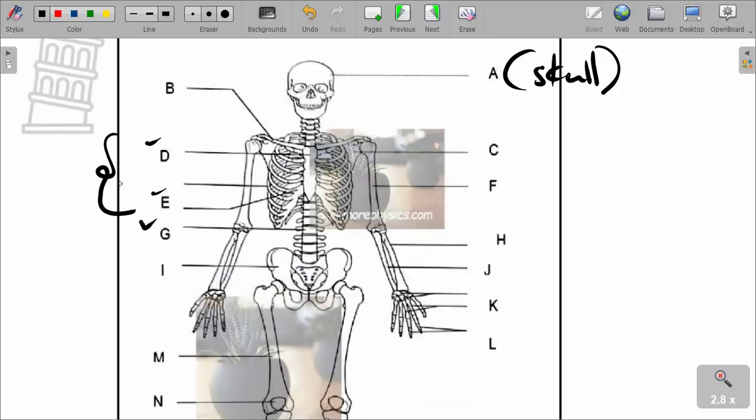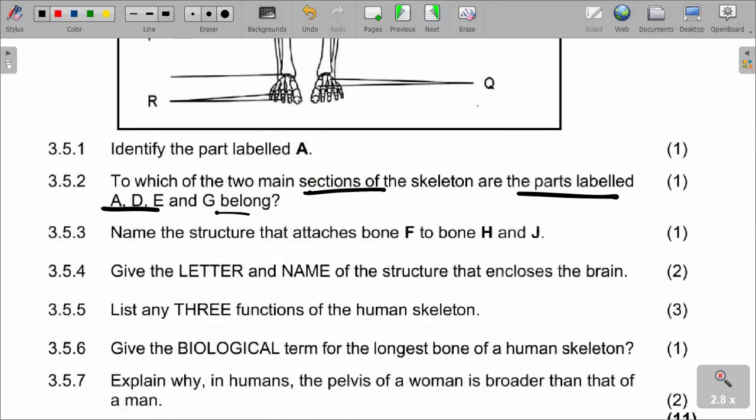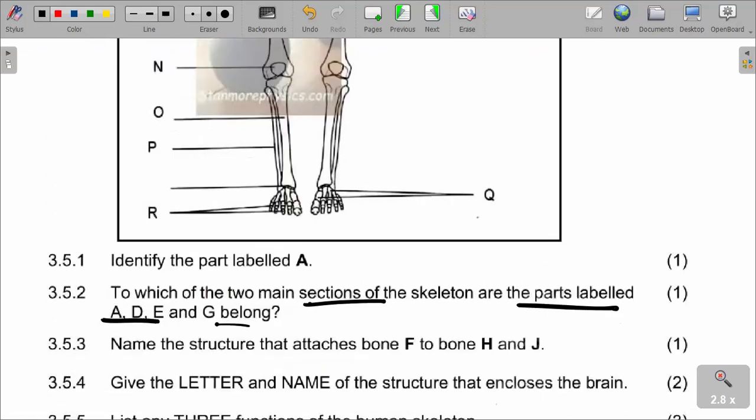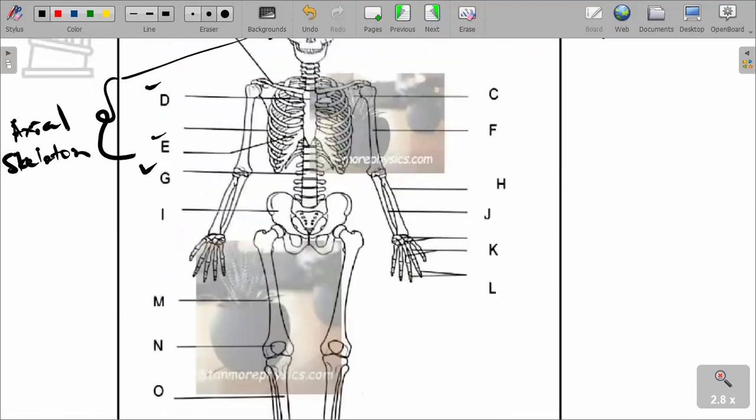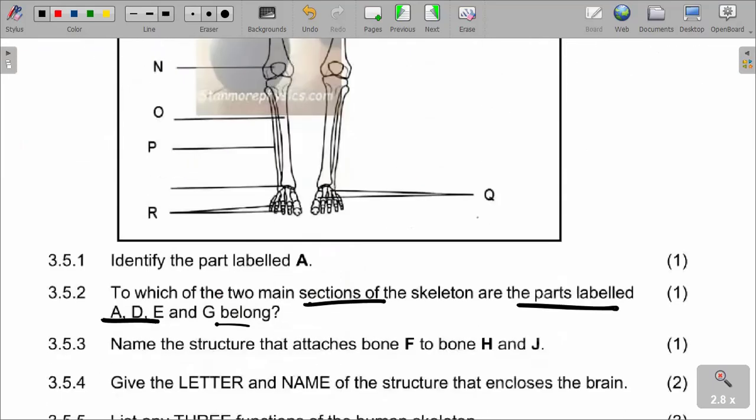They belong to the exoskeleton, plus the A that we have mentioned there, including the A. So, name the structure that attaches bone F to bone H and J. So these are attached together by the ligaments. The ligaments actually attach these together.